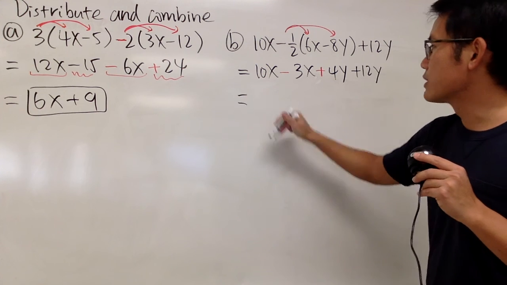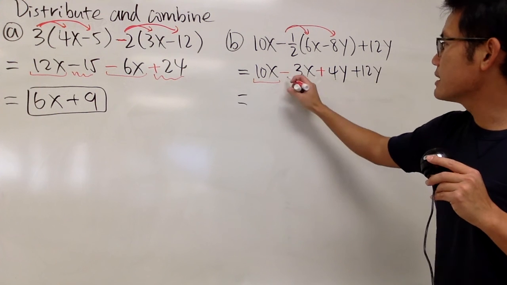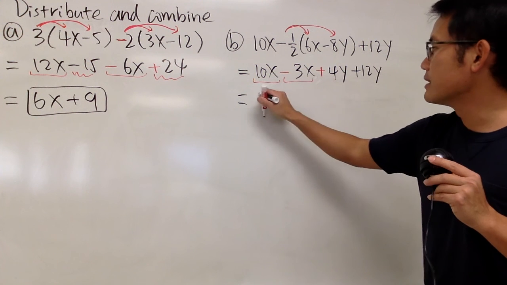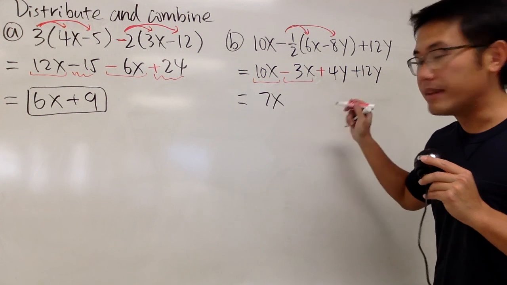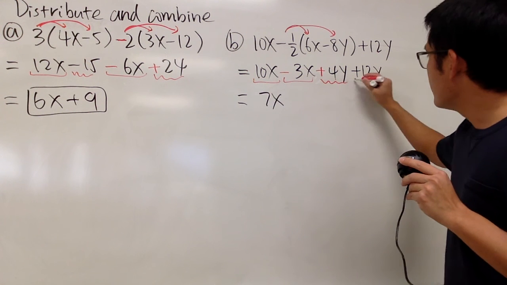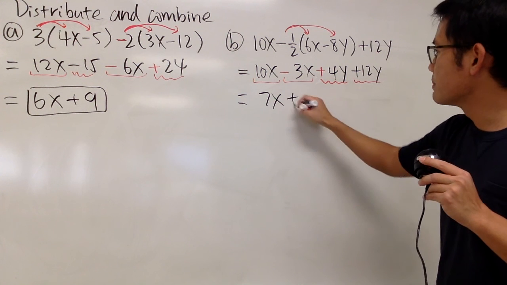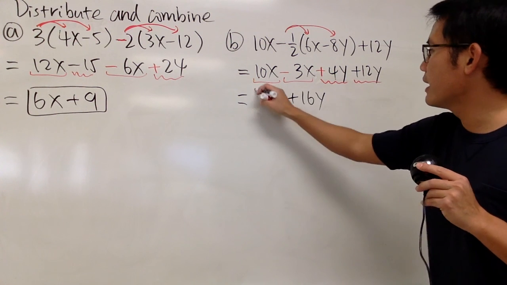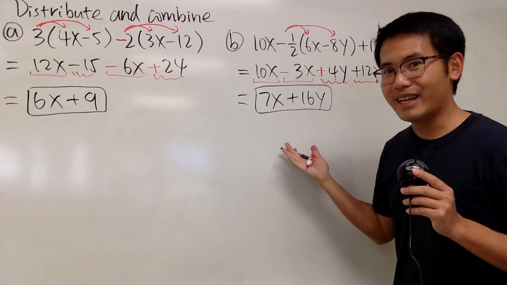And then after this, we can just combine terms. 10x minus 3x, that will give us 7x. And then 4y plus 12y, that will give us plus 16y. And then after that, we are done, just like that.